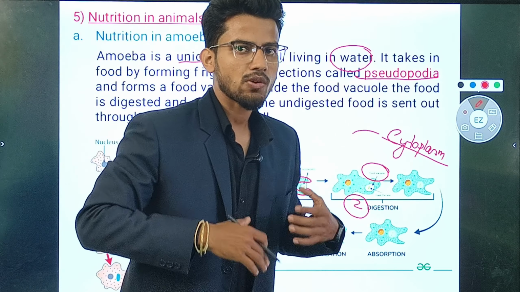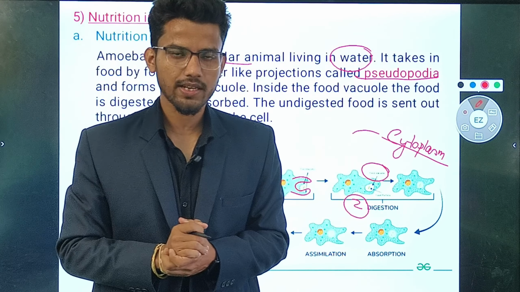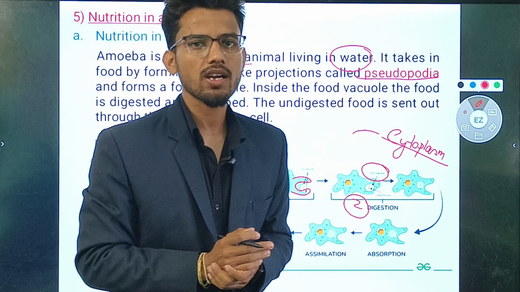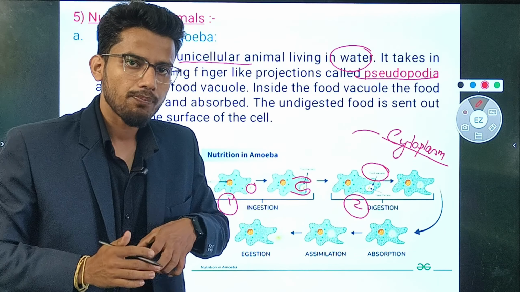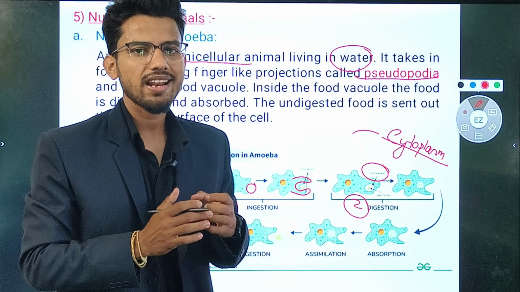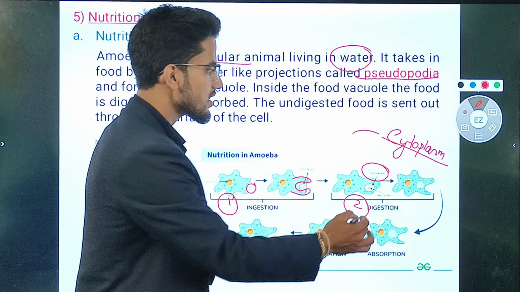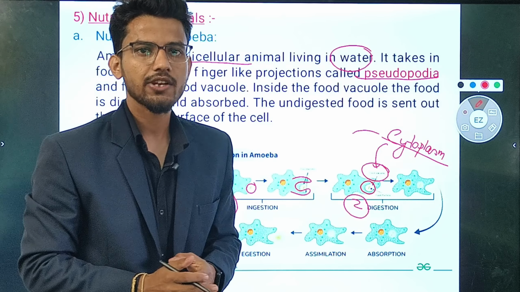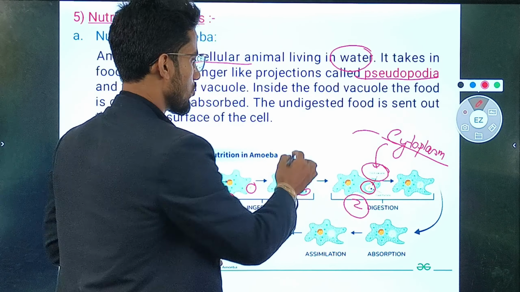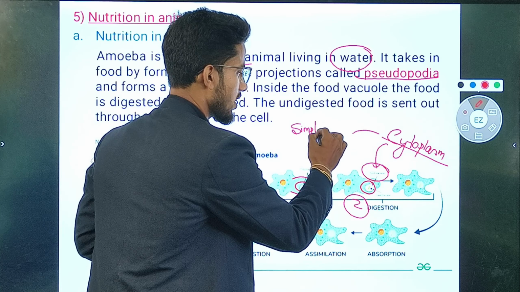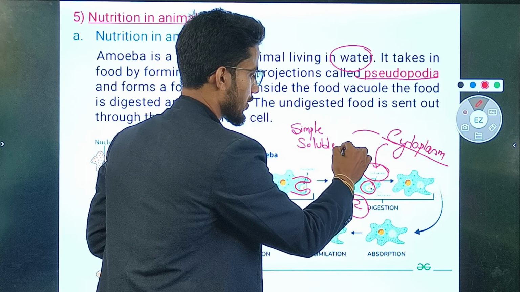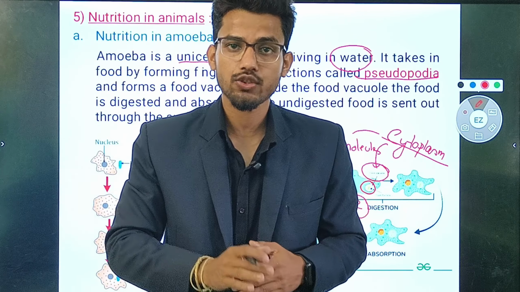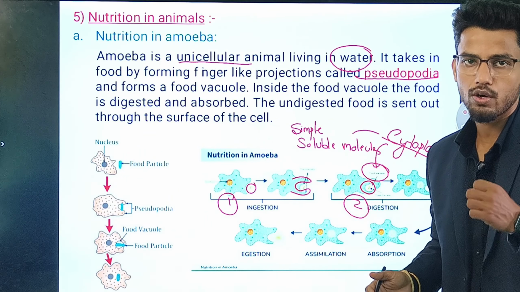Now let us begin with the second part, that is digestion. You know that in our cell a jelly-like substance is present, which is called cytoplasm. We know about the cytoplasm, we have read it in our earlier classes. From this cytoplasm, several enzymes enter into the food vacuole, and they break down the food particles into simple soluble molecules. Just remember the term: simple soluble molecules. That means, as I have already stated, the main purpose of digestion is to break down the food into smaller ones. Got it?